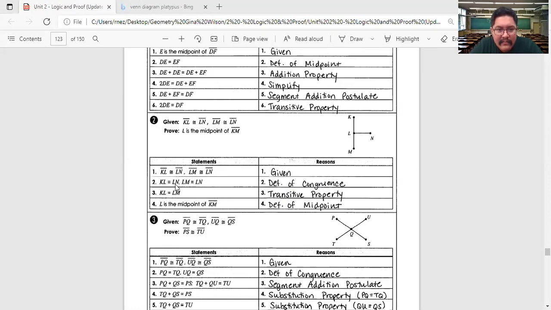And we have the same thing here. KL equals LN. LM equals LN. So there's two LNs, an LN here and an LN there. Since we know they're both equal to LN, we're going to take out the LN and put those two other things together. So KL and LM are going to be set equal to each other. Since we know L is the midpoint of KM, that is the definition of a midpoint. So now we have proven that L is the midpoint of KM.